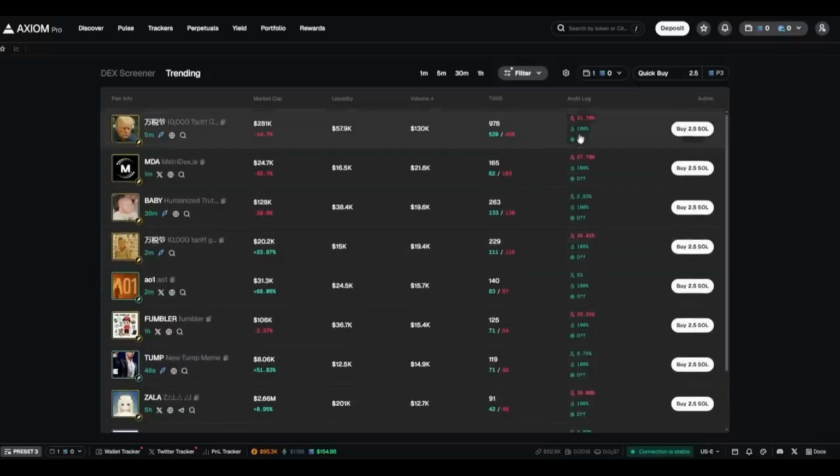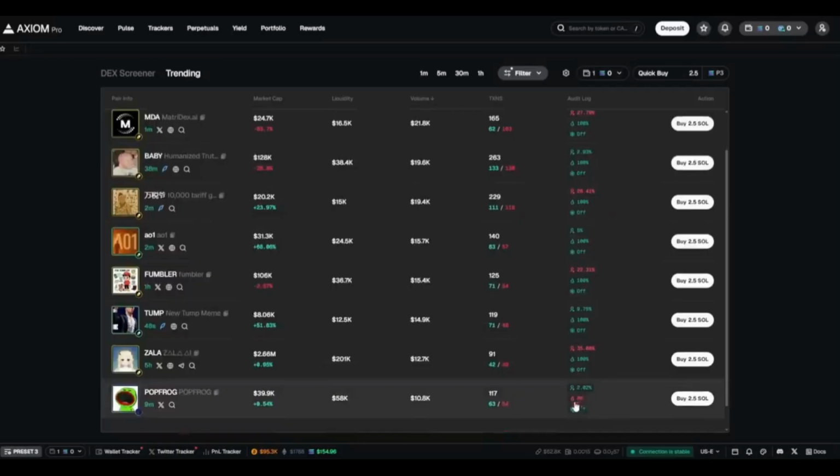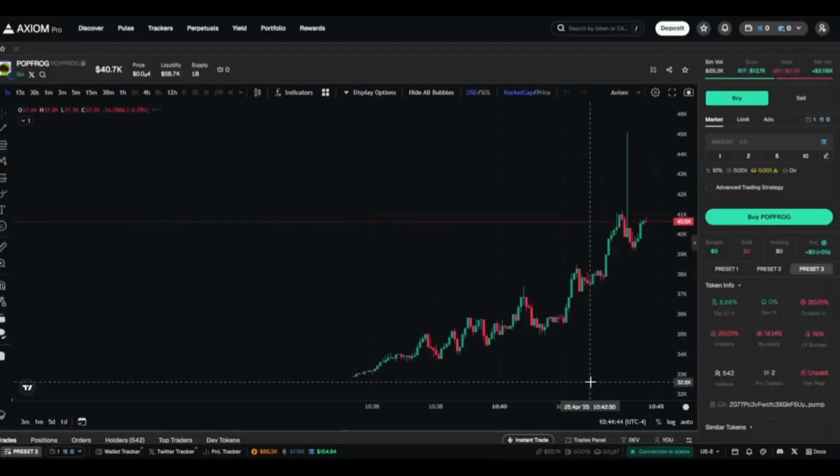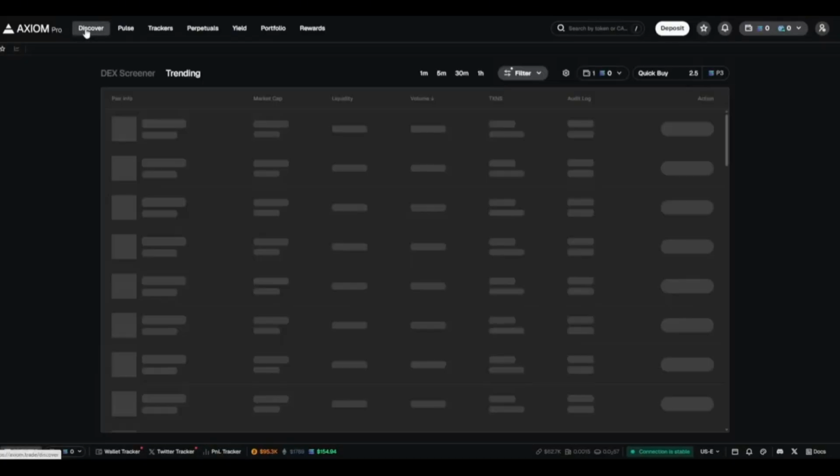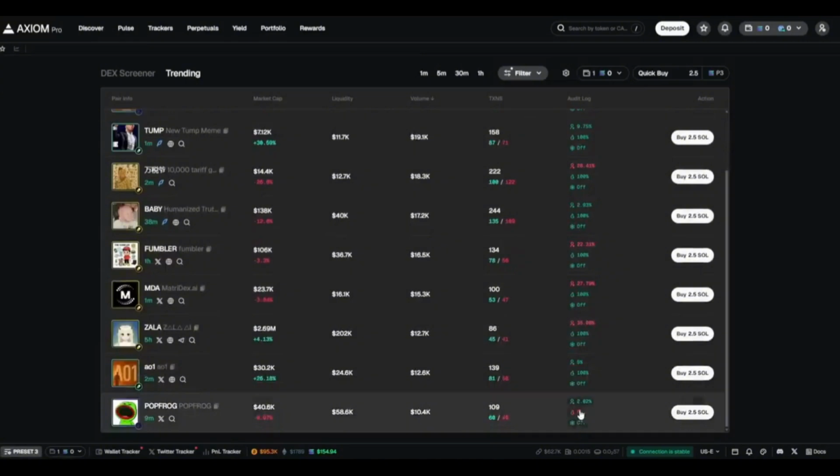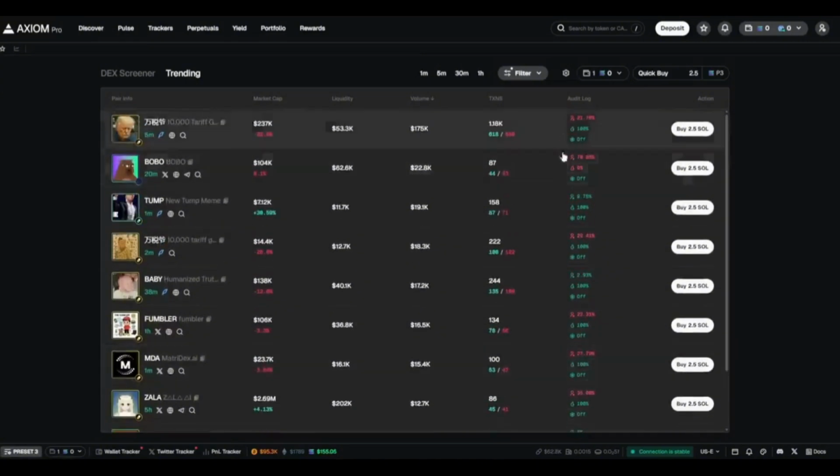Another quick tip. On this right side, audit log, if you see 0 in the middle fire tab for LP burned, don't even click on the coin. Save your time. It's a rug. All right? It's a rug. LP burned is a rug. Don't even bother. All right? If it has 0. Okay? Don't even look at it.